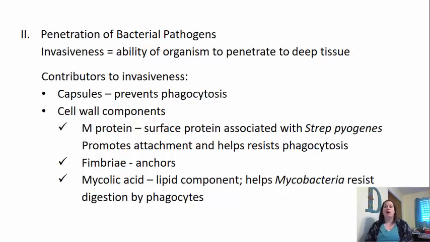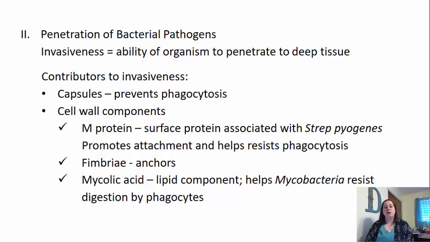We also see some cell wall components that can help with this invasiveness. One is known as the M protein. This is a surface protein associated with Strep pyogenes. This promotes attachment and helps resist phagocytosis. Some may have fimbriae, those extensions that help anchor them into place. Others have mycolic acid.